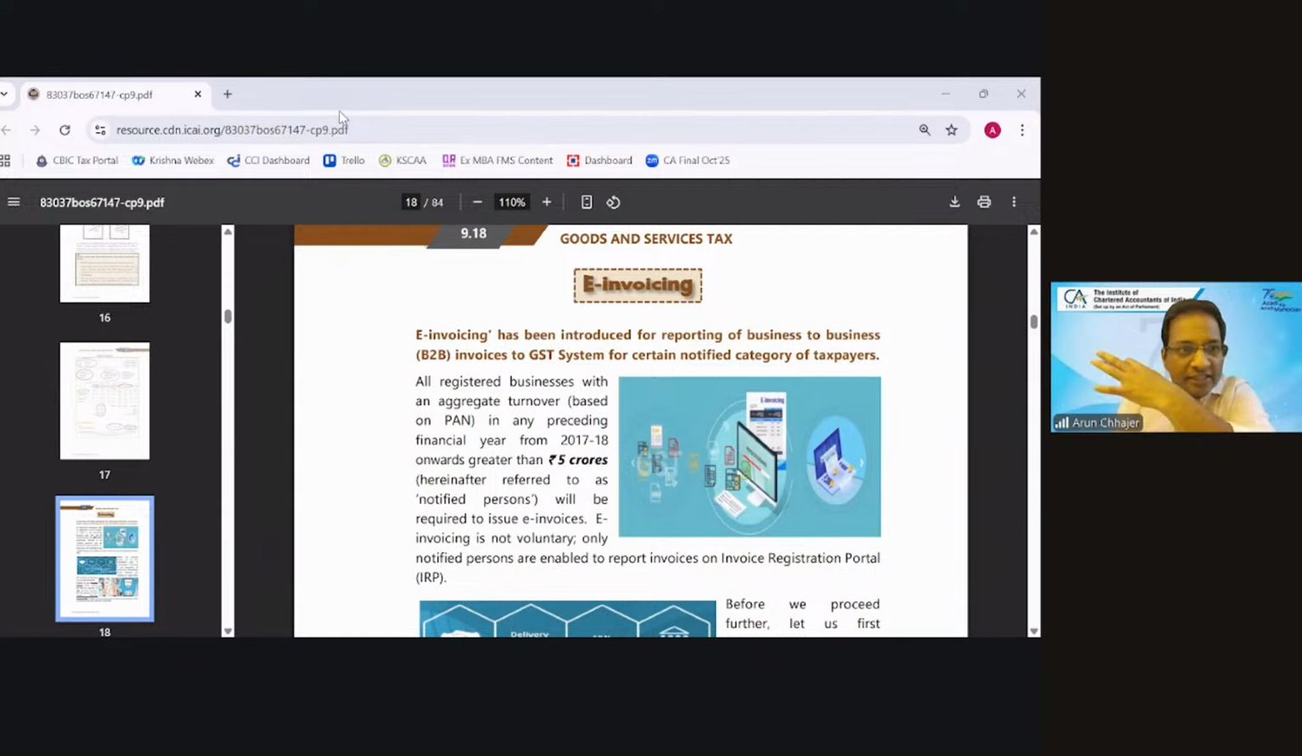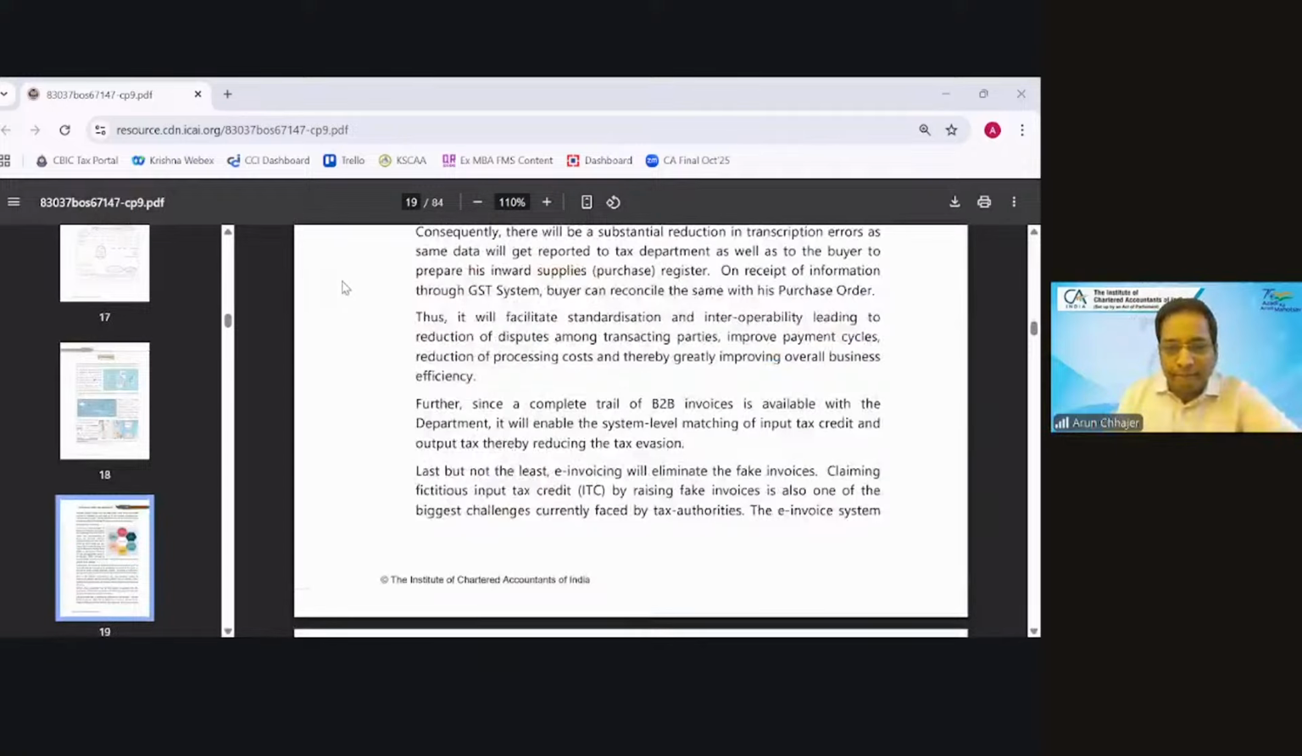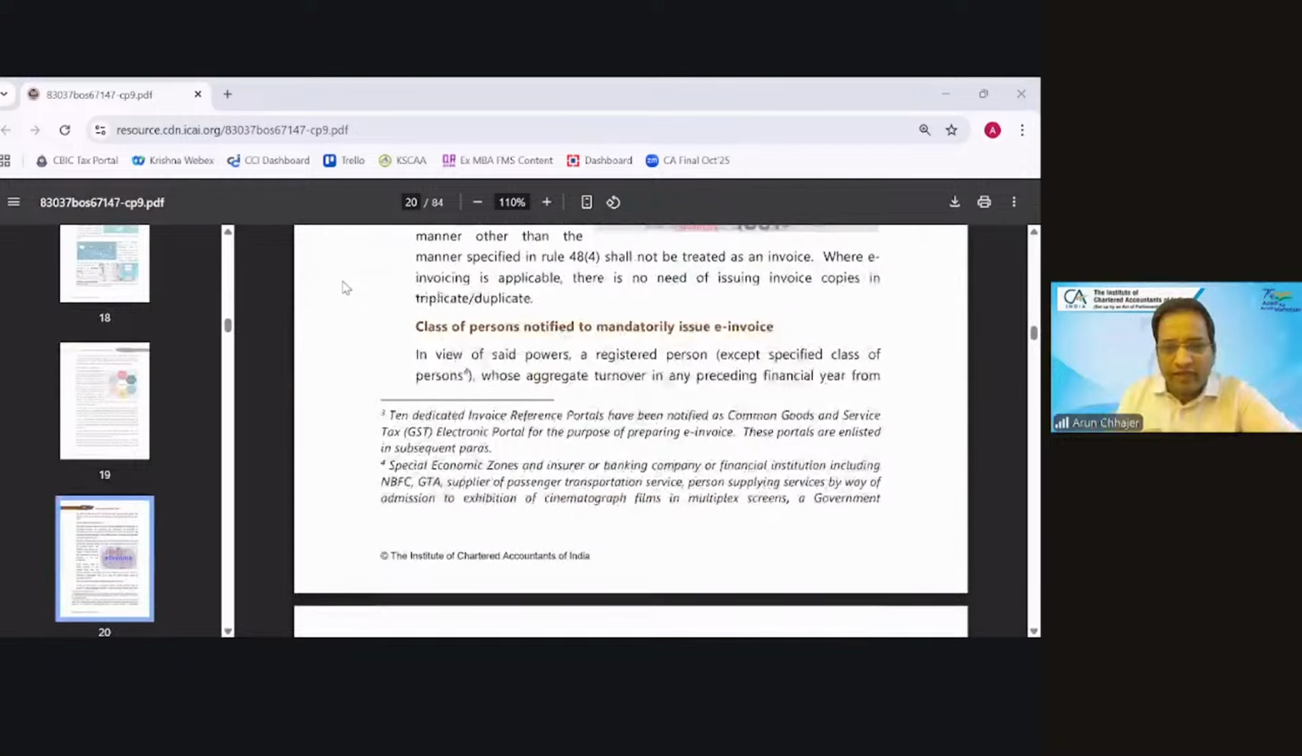For export, is it mandatory or not? Because export is B2C. The answer is it is mandatory. So for B2B, it is mandatory, and for export, it is mandatory. There are some categories, okay. So that is the theory which you can read.